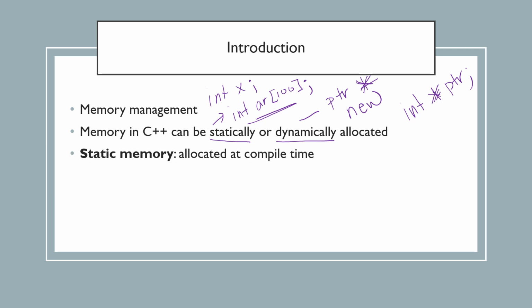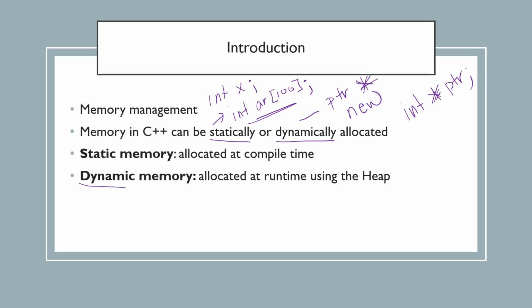All right, so static memory is allocated at compile time, and dynamic memory is allocated during execution, while it's running. That's why dynamic means during execution.